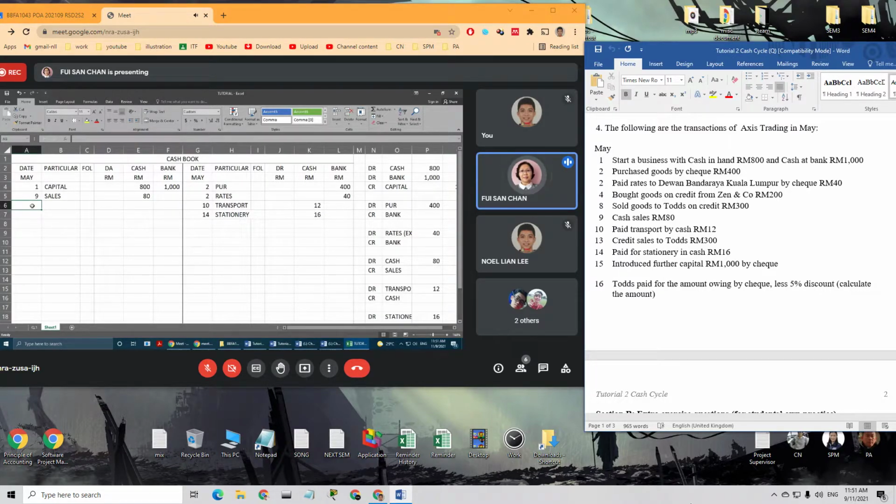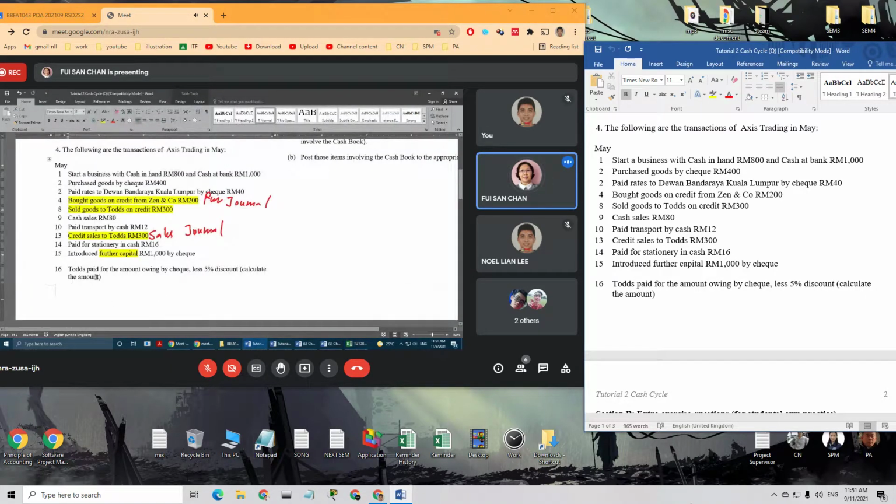So here on the 15th, we increase our capital by 1,000 to the bank. Okay, next, number 16. Todd paid for the amount owing by check less 5% discount. Calculate the amount. Now, who is this Todd? We have how many transactions with Todd actually?